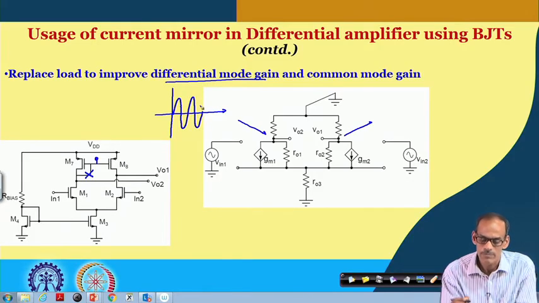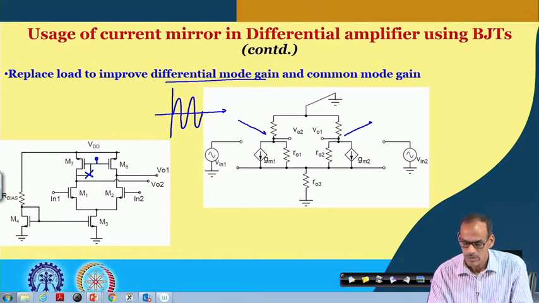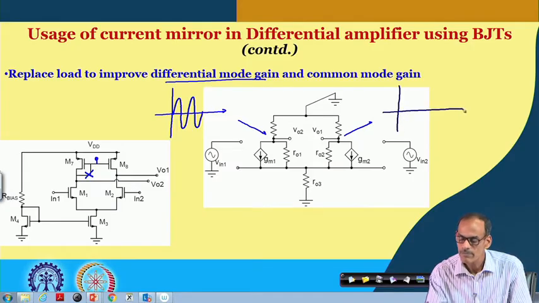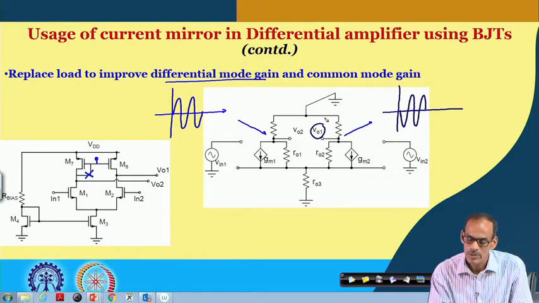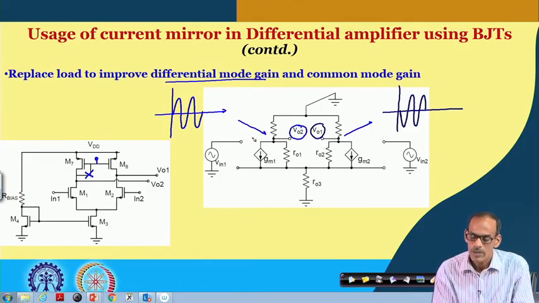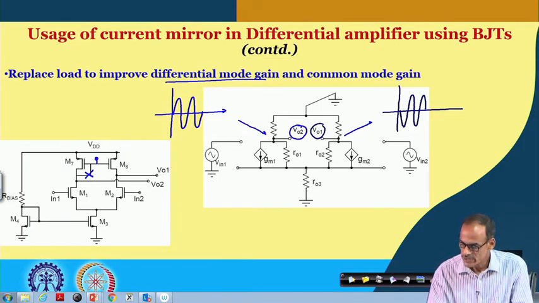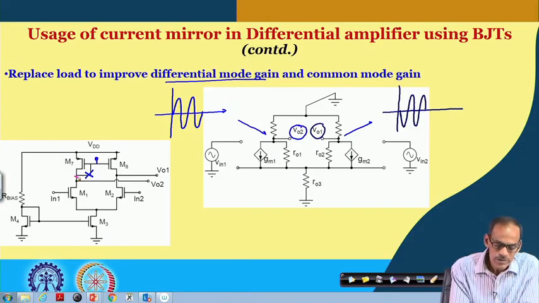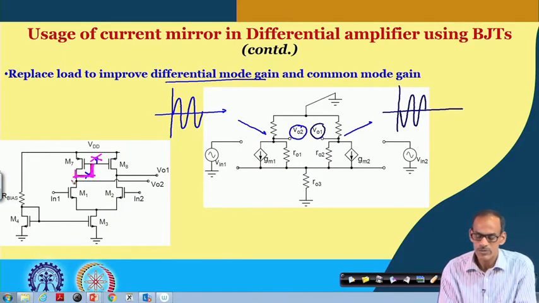Something like this. So, here it was signal it was having equal amplitude, but opposite phase, right. And now, if I make this diode connection, instead of giving independent bias, now I give the bias getting generated from here.